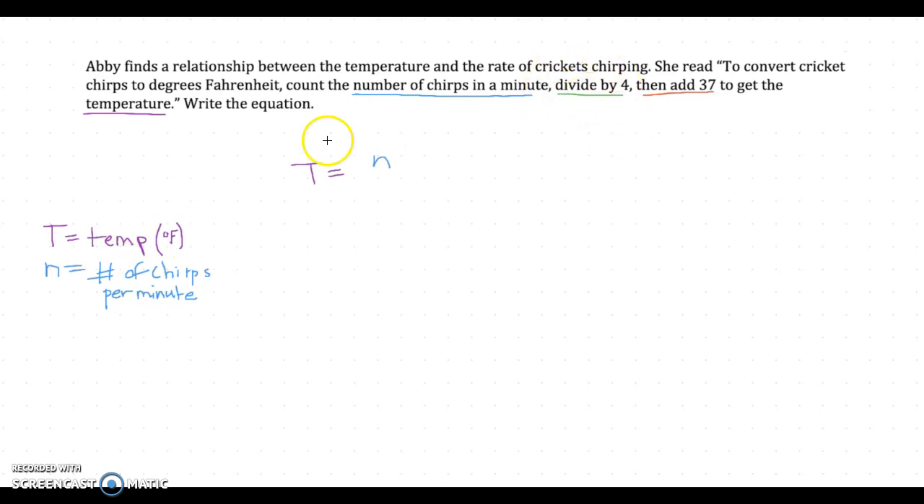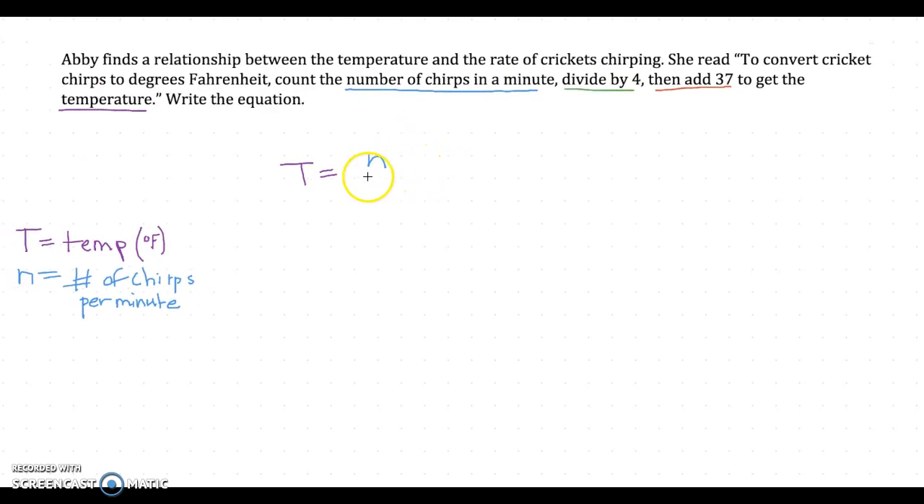Then it says to divide by 4. So we know what that looks like. We don't want to use the division symbol. We want to use our better math now where we represent division as a fraction. So N over 4.